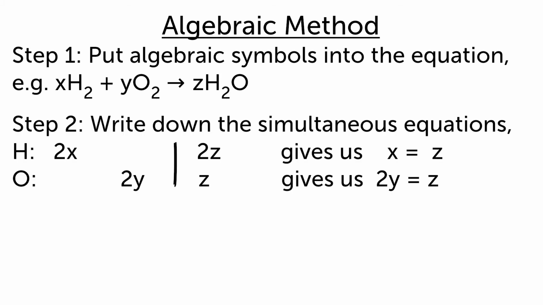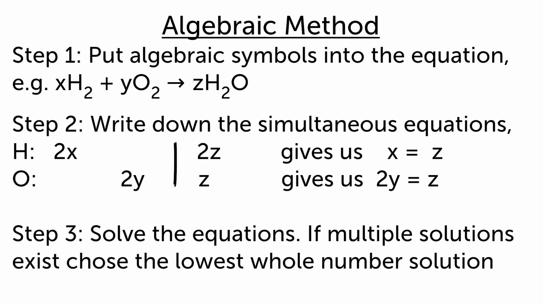We write down simultaneous equations by counting the number of atoms of each element on each side of the equation. For example, we have 2X hydrogen atoms on the left-hand side, and 2Z hydrogen atoms on the right. We also have 2Y oxygen atoms on the left-hand side, and Z oxygen atoms on the right. Simplifying gives us our equations, X equals Z, and 2Y equals Z.